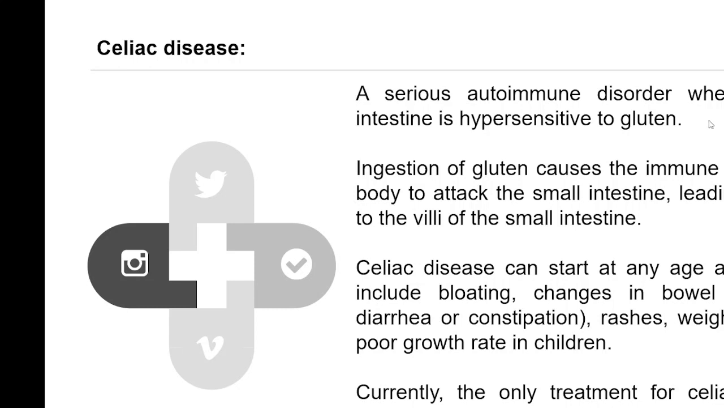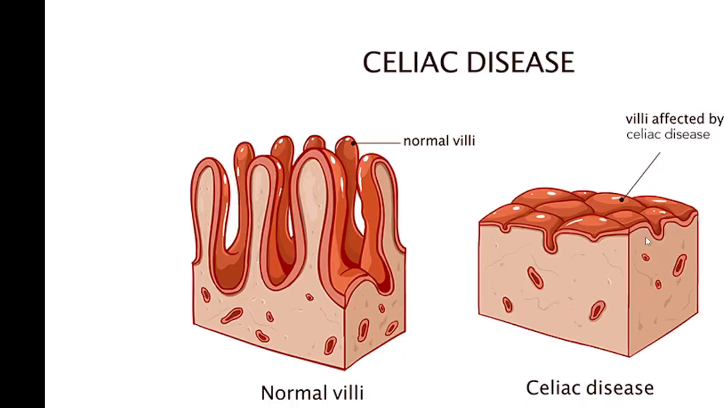So this happens when the small intestine is hypersensitive to gluten. Gluten is an ingredient present in wheat. Some people who eat wheat will have this problem. Ingestion of gluten causes the immune system of the body to attack the small intestine, leading to damage of the villi of the small intestine. Here you can see that.